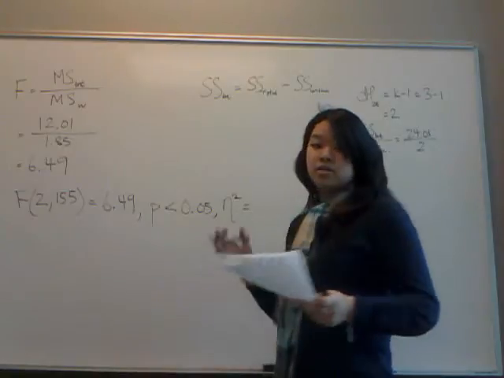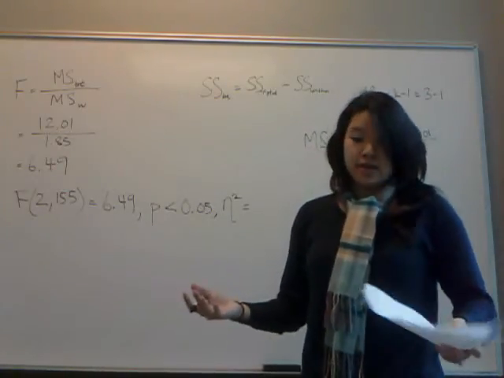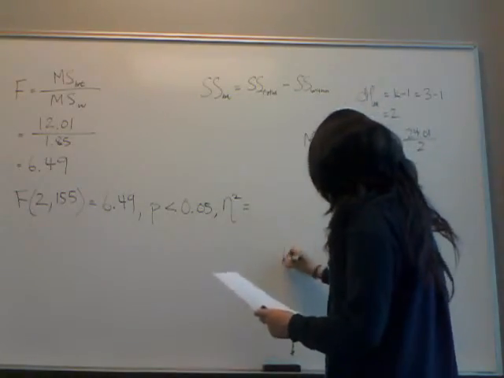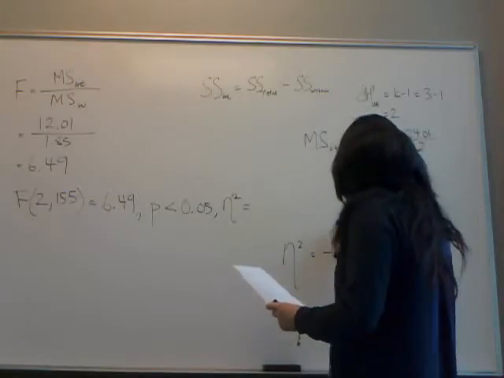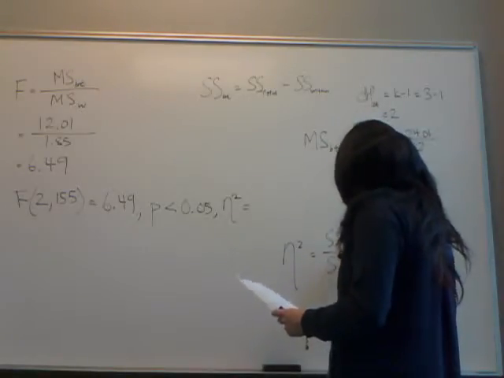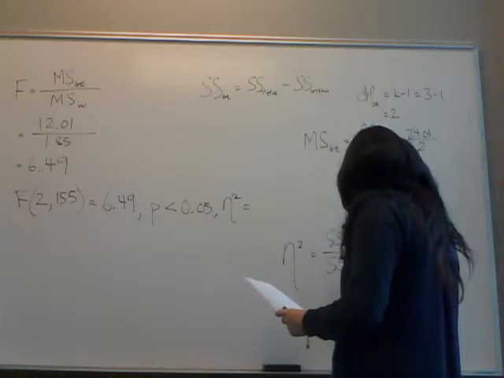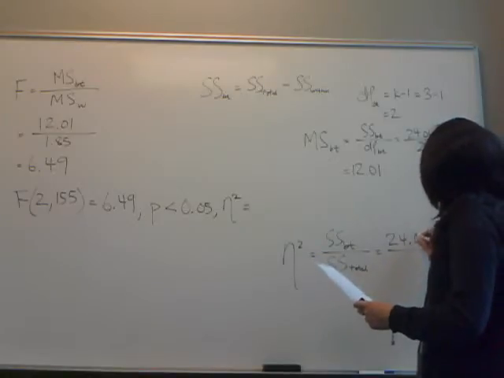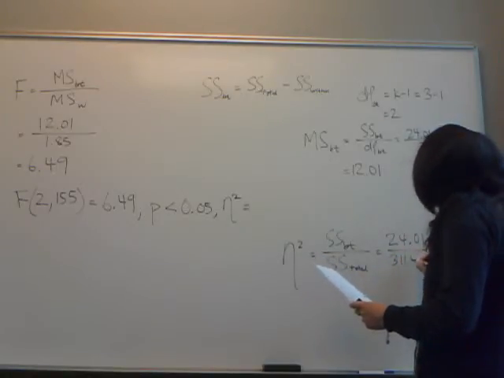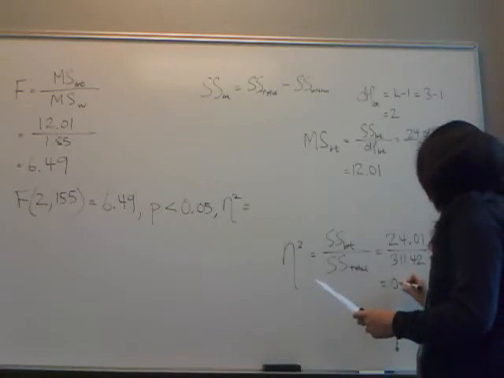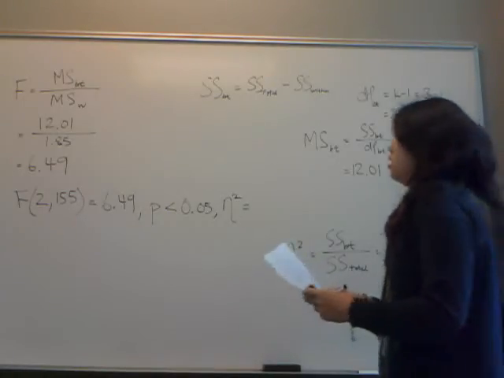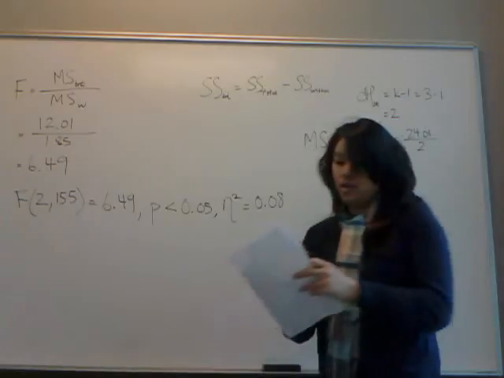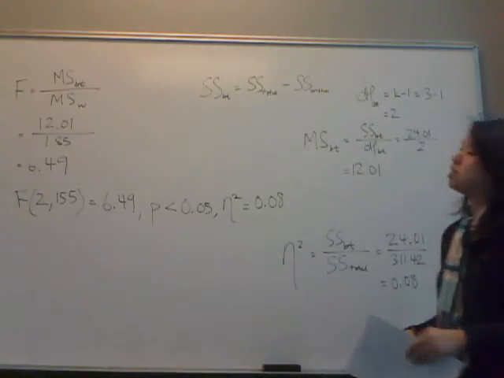Now, eta squared is the effect size, and eta squared can be calculated by SS between over sum of squares total. Now, that is 24.01 over 311.42, which equals 0.08. So then effect size eta squared would be equal to 0.08. And that is the conclusion of case study 3.